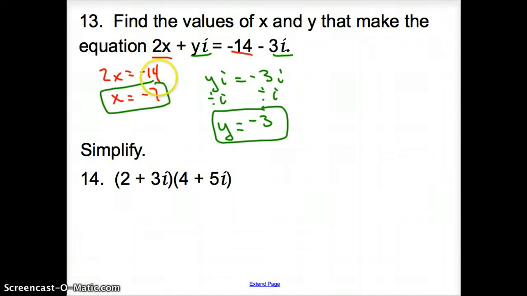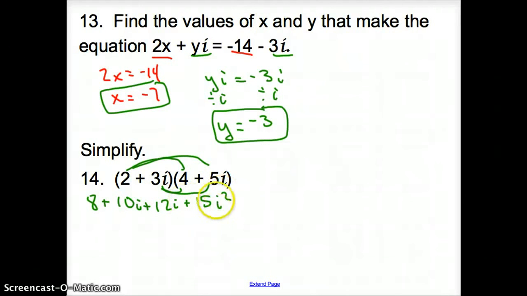Now with 14, 14 is just like multiplying binomials. So 2 times 4, we have to take this. So we have 8. And then 2 times 5i to get plus 10i. And now we move on to the 3i. There times there to get plus 12i. And now careful here though, because 3i times 5i is plus 15i squared.